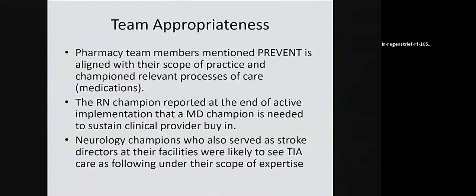The single nurse champion reported at the end of the active implementation that she really believes a physician champion is needed, and that to sustain the progress that they made, a physician champion would get better provider buy-in than her. So that was her observation. And neurology champions, who were also serving as their stroke directors at their facility, not all the neurologists served that role, thought the TIA care was under their scope of expertise, being that it's cerebrovascular care.